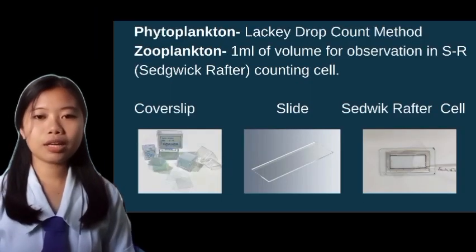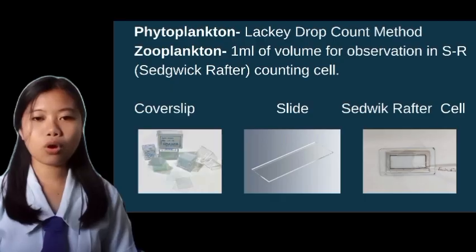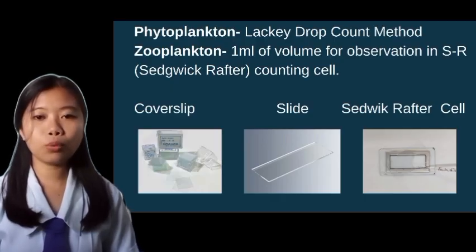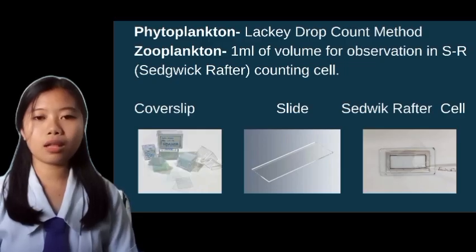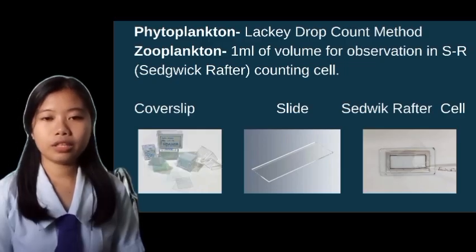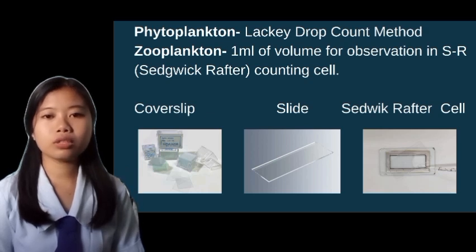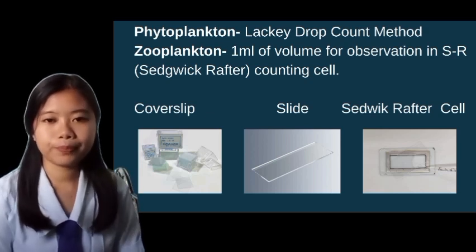Phytoplankton uses the drop count method, and for zooplankton it uses the Sedgwick-Rafter counting cell that has a volume of 1 ml for observation. The cover slip, slide, and the Sedgwick-Rafter cell are used for counting the plankton's volume.